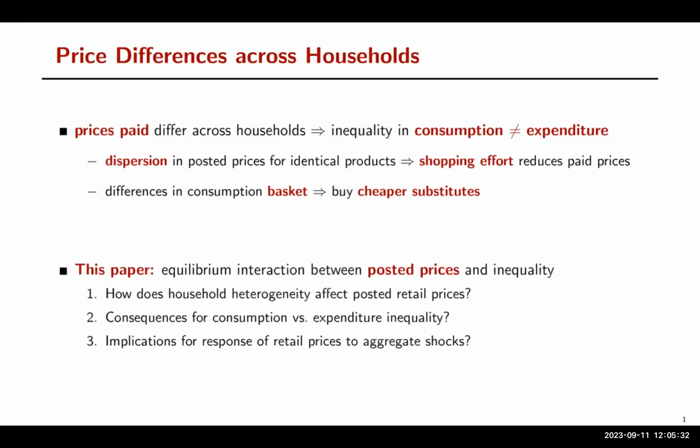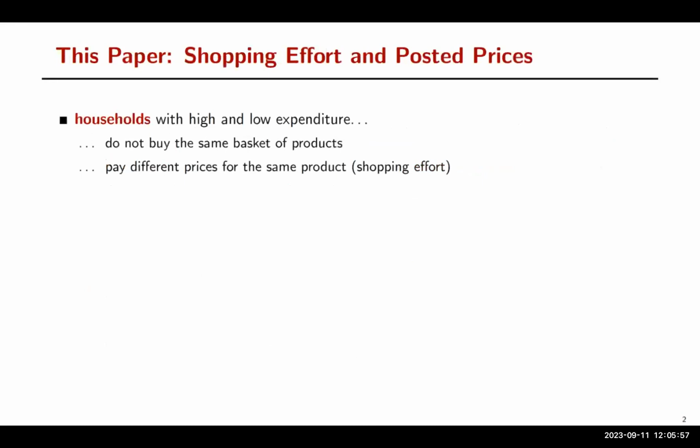What I'm going to study here is how posted prices interact with inequality across households. In particular, I'm going to think about how household heterogeneity affects posted retail prices, what consequences this has for the distinction between consumption and expenditure inequality that I started with, and also what implications this can have for the response of retail prices to aggregate shocks to the economy. Before I go into the details, let me give you the intuition of this paper in one slide.